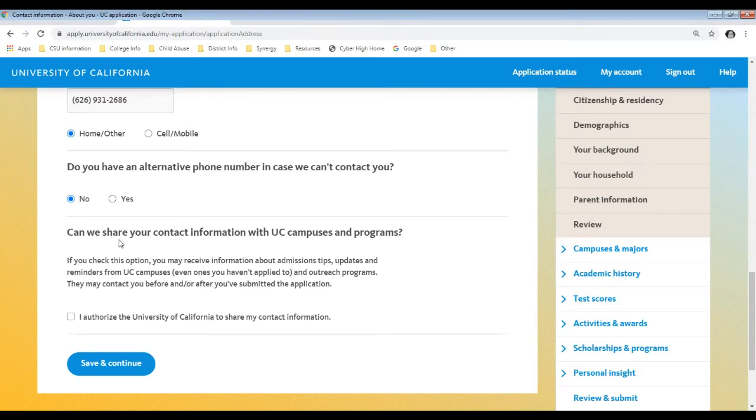Can we share your contact information with UC campuses and programs? I'm going to put yes. If you check this option, you may receive information about admissions tips, updates, and reminders from UC campuses, even ones you haven't applied to, and outreach programs. So I think it's a good idea, but you don't have to if you don't want to. It's an option. Make sure you save and continue at the end of the page.